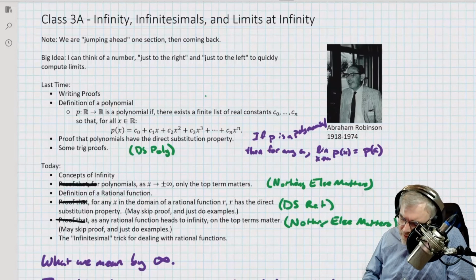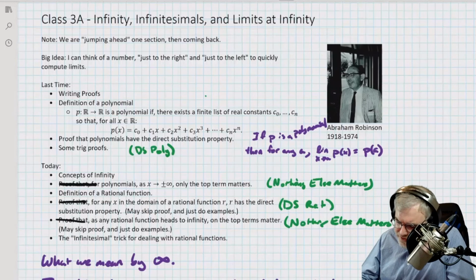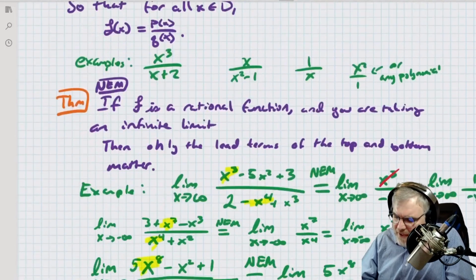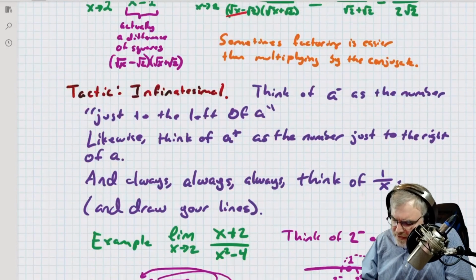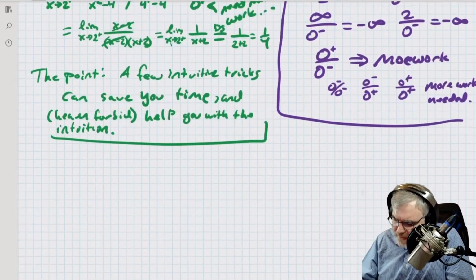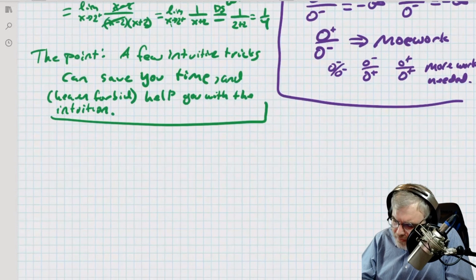Okay, so we talked about the definition of a rational function, and we talked about things that we can compute quickly. Next time, we're going to talk about continuity and the intermediate value theorem. So that will be on Thursday. Are there any questions?